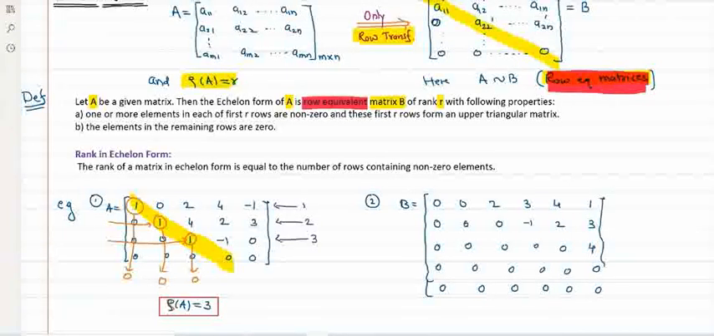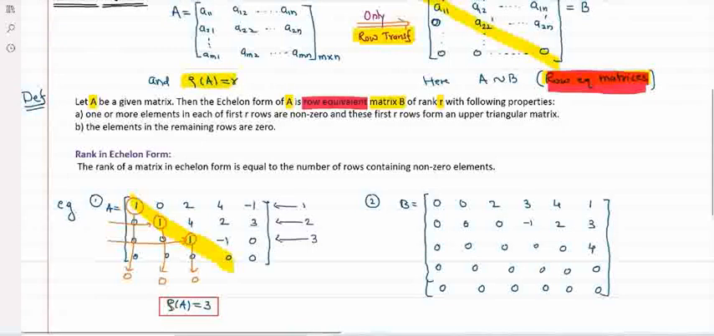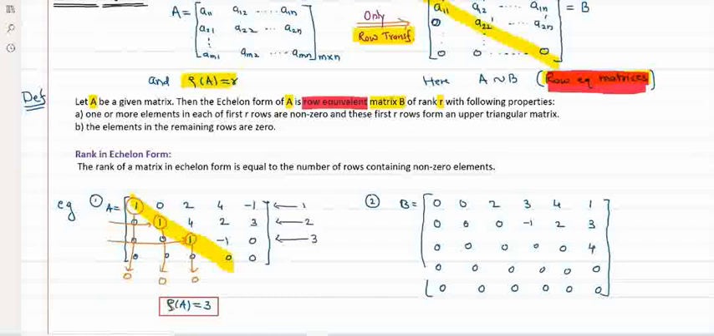What is the order of the matrix? Anyone? Order. 5 cross 5. Yeah. Sorry, 6 cross 5, sir. Number of rows: 1, 2, 3, 4, 5, 6. Number of columns: 1, 2, 3, 4, 5. Okay, so 6 cross 5.